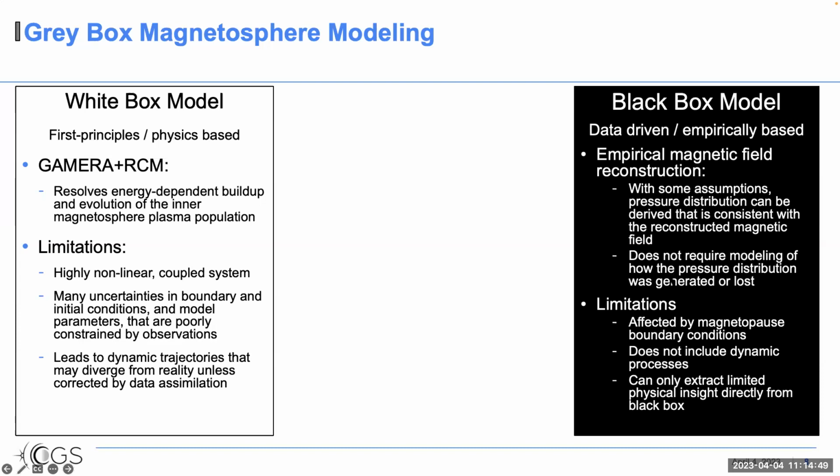But of course, it comes with its own limitations as well, including that it's also affected by its magnetosphere boundary conditions. It doesn't include dynamic processes. Like Grant showed last month, it can pretty accurately predict where X-lines occur, and we know that's going to lead to some dynamic processes from there, but it doesn't model those for you going forward in a time evolution kind of sense. So the black box model doesn't provide that for you. And also, as always, you can only ever extract limited physical insight directly from a black box.